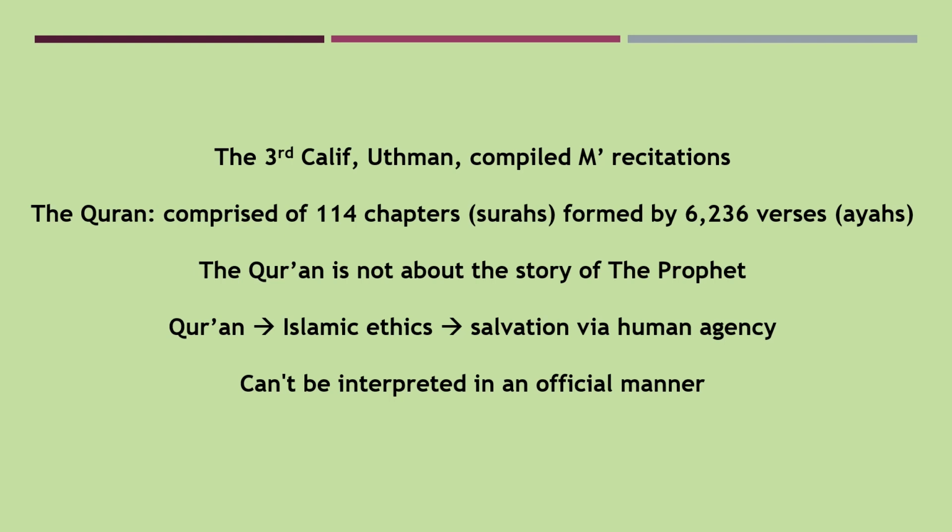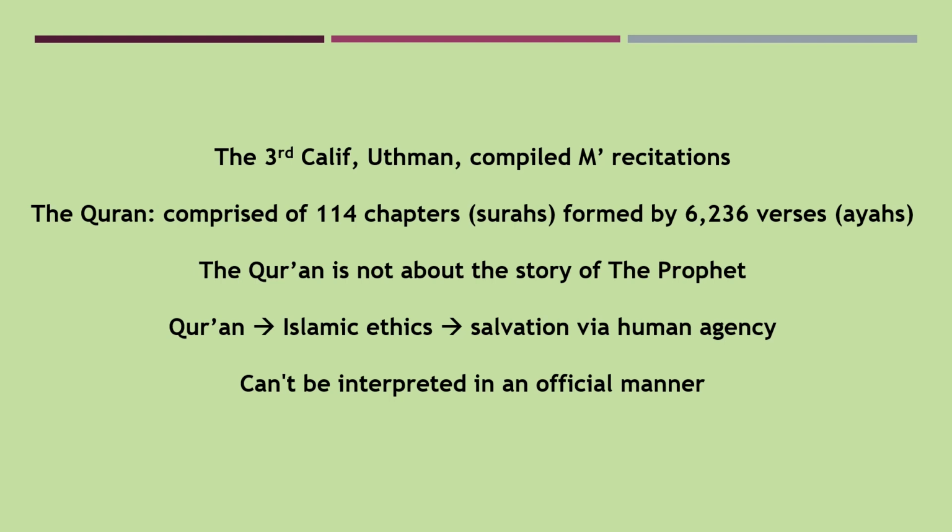Instead, it consists of 114 chapters, in Arabic, surahs, and they are divided into 6,000 verses, or ayat. Now, in these verses, the Quran doesn't tell the history of Muhammad. The Quran is not about the history of Muhammad. It doesn't tell the history of the world in the way it's told in the Bible. So you see here, again, further dissimilarities with the New and Old Testament.